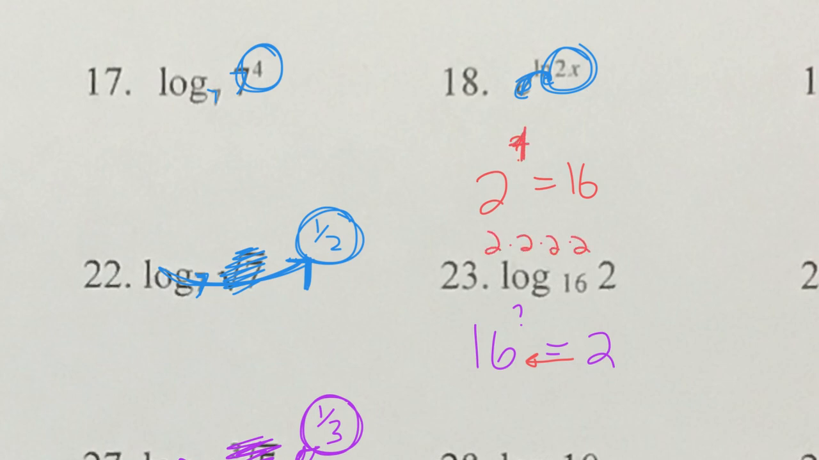So if 2 to the 4th equals 16, what root do I have to take in order to go from 16 to 2? I have to take the 4th root. If 2 to the 4th equals 16, that means the 4th root of 16 equals 2. And how can I express the 4th root as a power? To the 1/4 power. Anytime we're taking a root, you're going to get a fractional power.